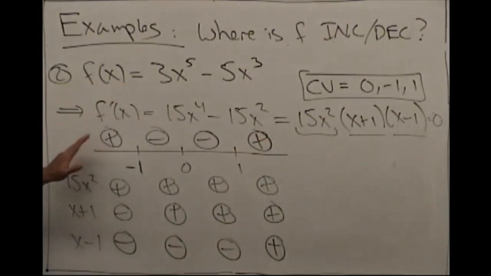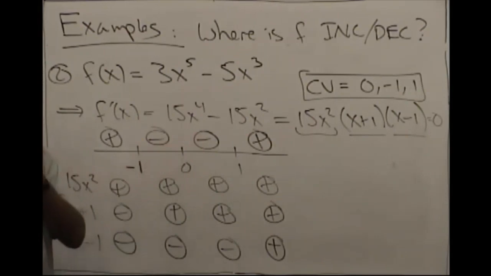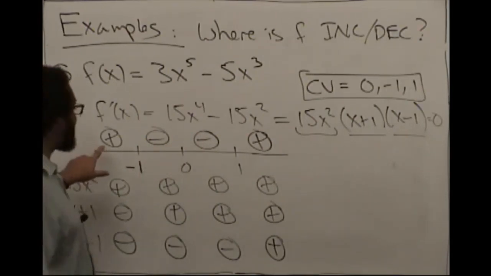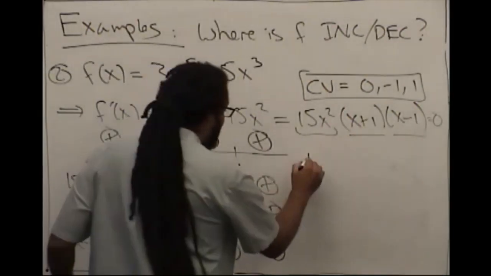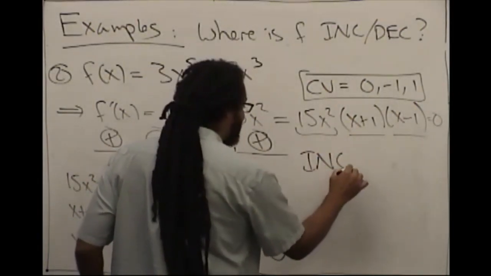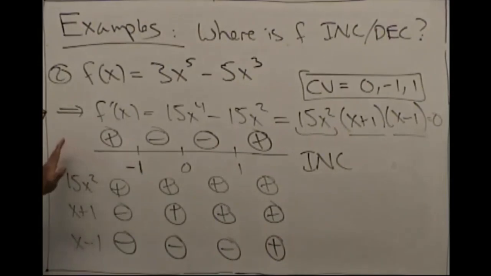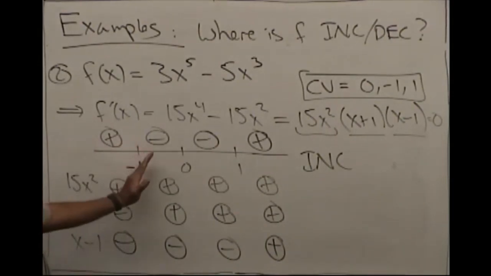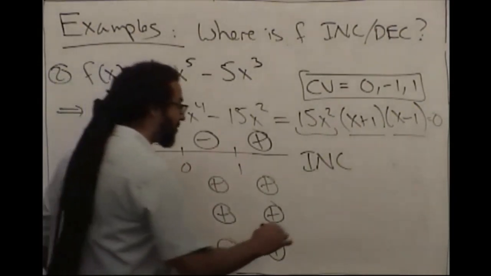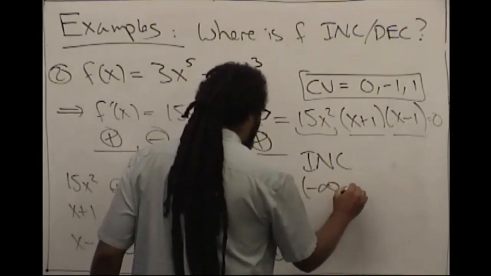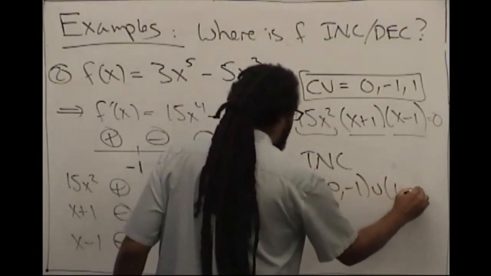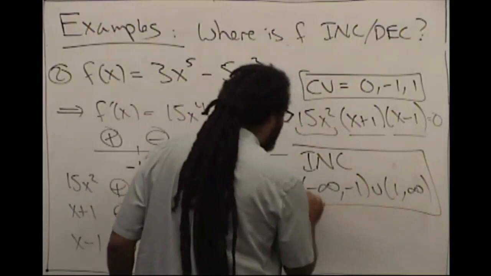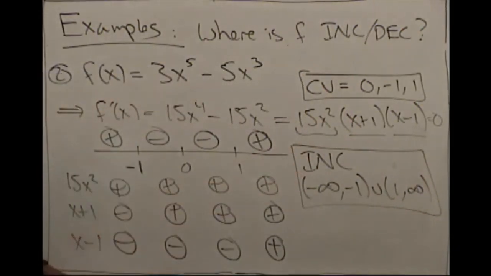So I can see exactly where the function is increasing and exactly where the function is decreasing. So it's increasing from negative infinity to negative 1, and then from 1 to infinity. So this would be a good final answer for where the function is increasing.